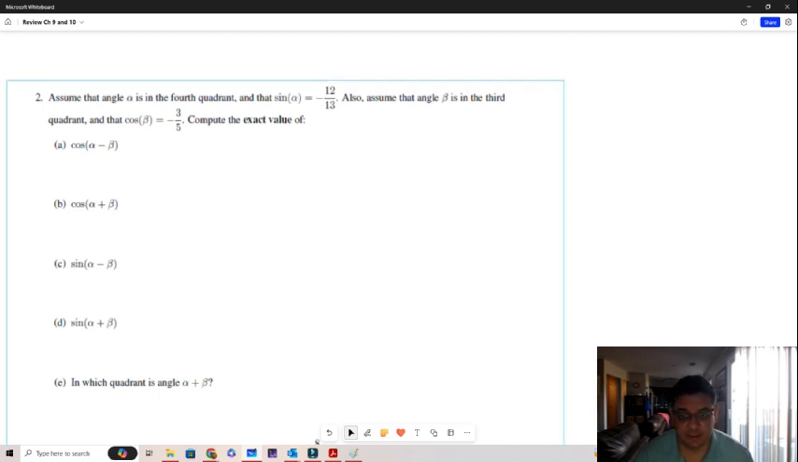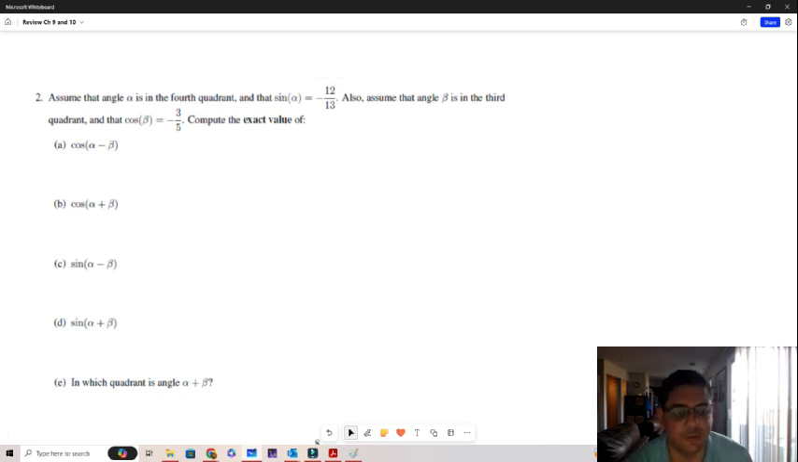So the key thing here to do is to actually find the other part with respect to a specific angle. For example, we have the sine of alpha, we need to find out the cosine of alpha. We have the cosine of beta, we need to find the sine of beta. Of course, this is super easy because we can just use the identity cosine square of alpha plus sine square of alpha equals 1. The key thing here is going to be using the information about the quadrant. But we'll go back to that in a second.